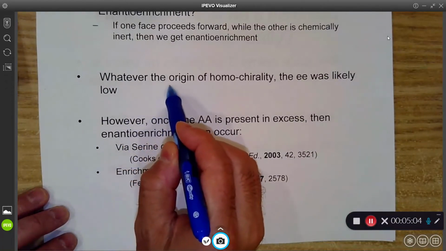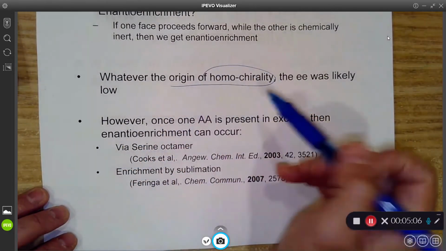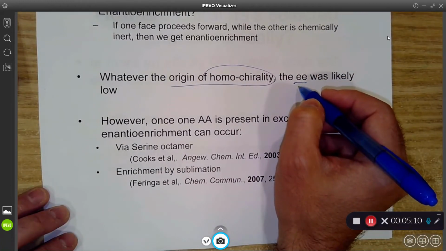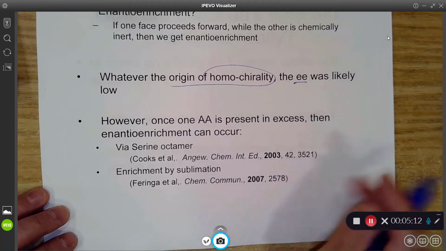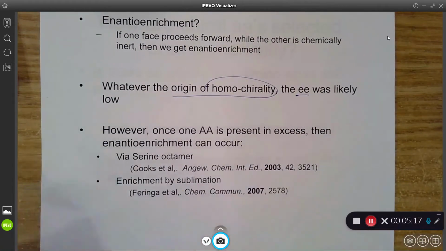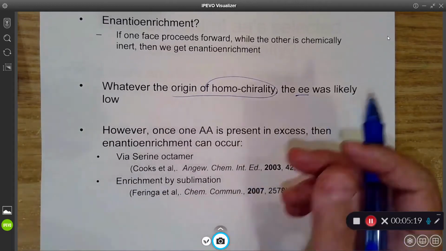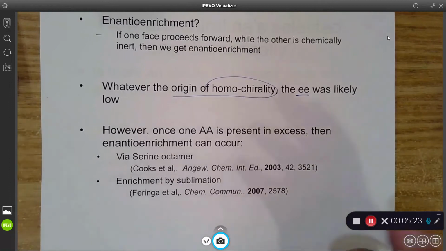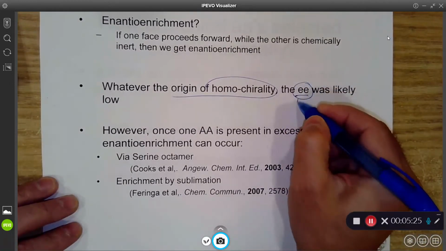Whatever the origin of homochirality, very likely the enantiomeric excess ratio was very, very low. So you're not going to get, from day one, all of a sudden a huge excess. But given that the universe has had millions and even billions of years, it's possible that it could slowly build up this enantiomeric excess.